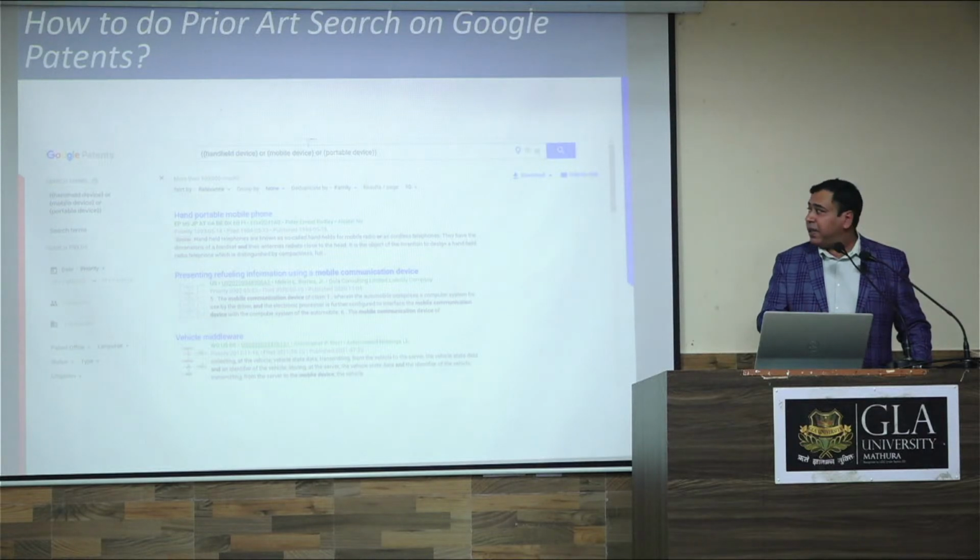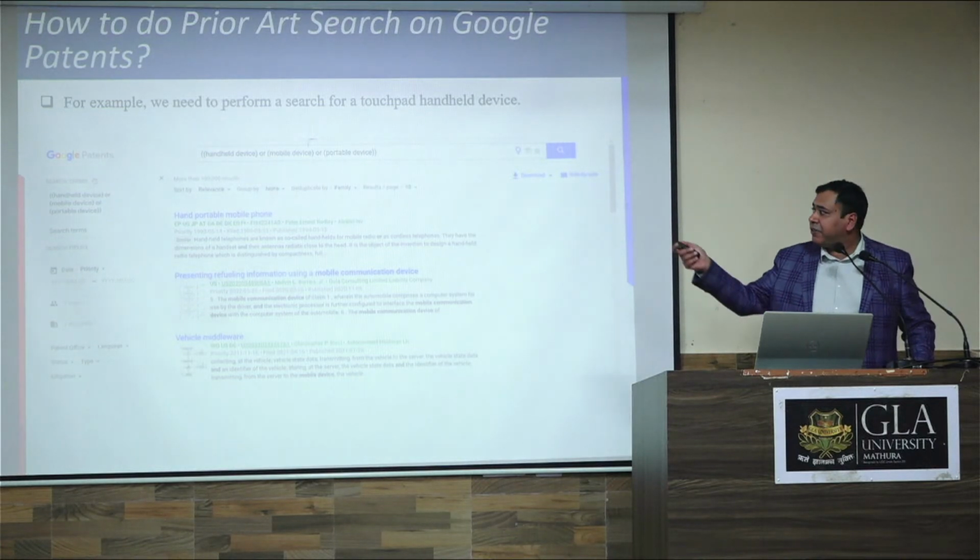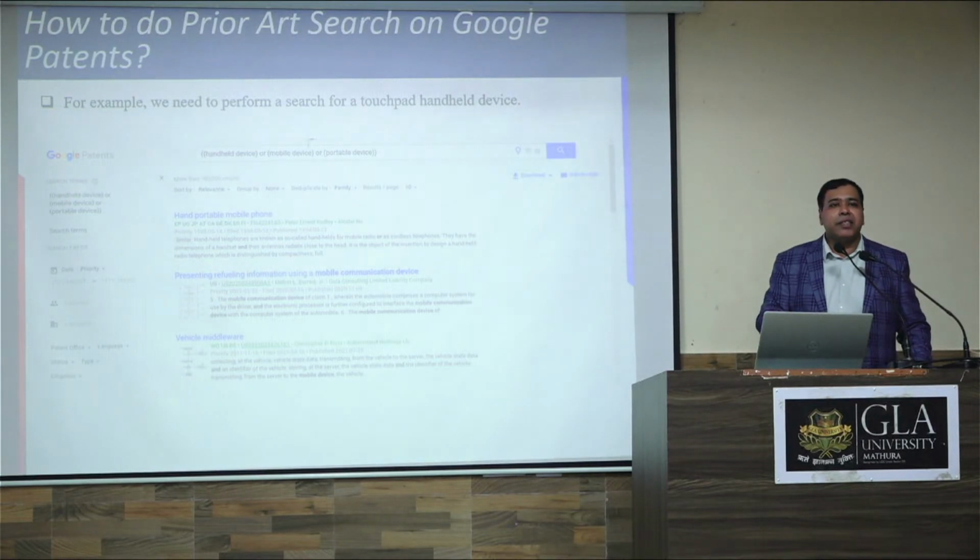Just as an example, say I have to do a search to understand if I create a new touchpad handheld device. You could go to Google Patents and do a search there. On the left hand side, you will see certain search terms you could apply to perform the search. I think I'll close here.